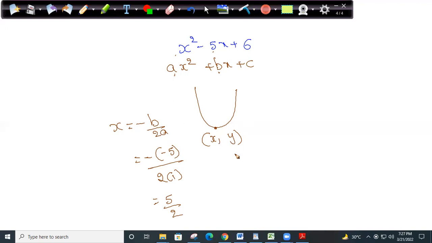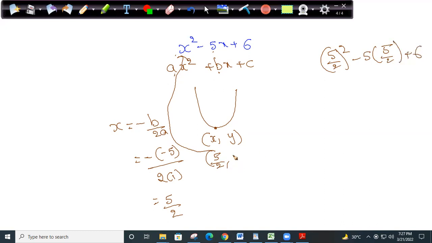So the moment I get 5 by 2, what can I do? I'll just plug in 5 by 2 in the function. Same thing like I did before. I'll be able to find the y value. So what is the y value I got? Minus 1 by 4. The same thing I get here. So there are two ways. There are many other ways. I'll tell you another way to find the vertex.